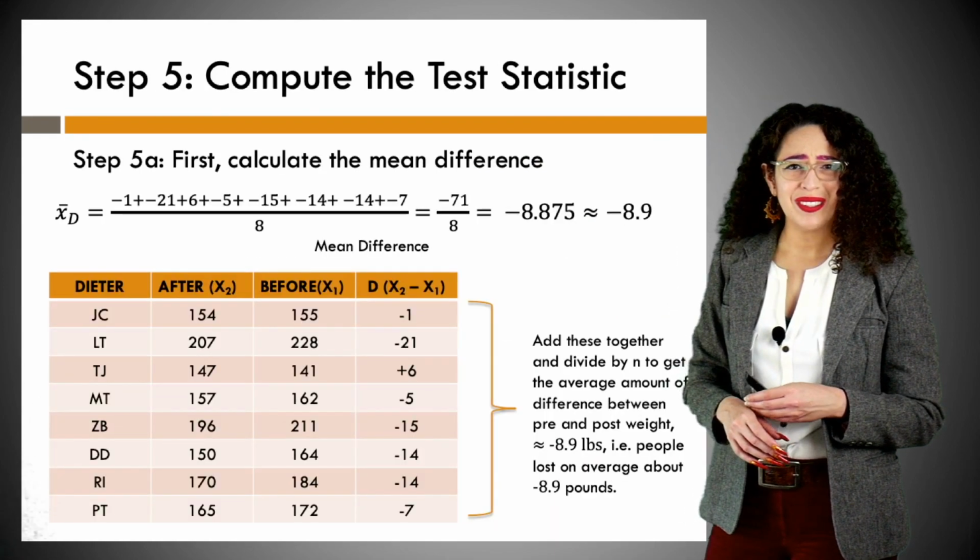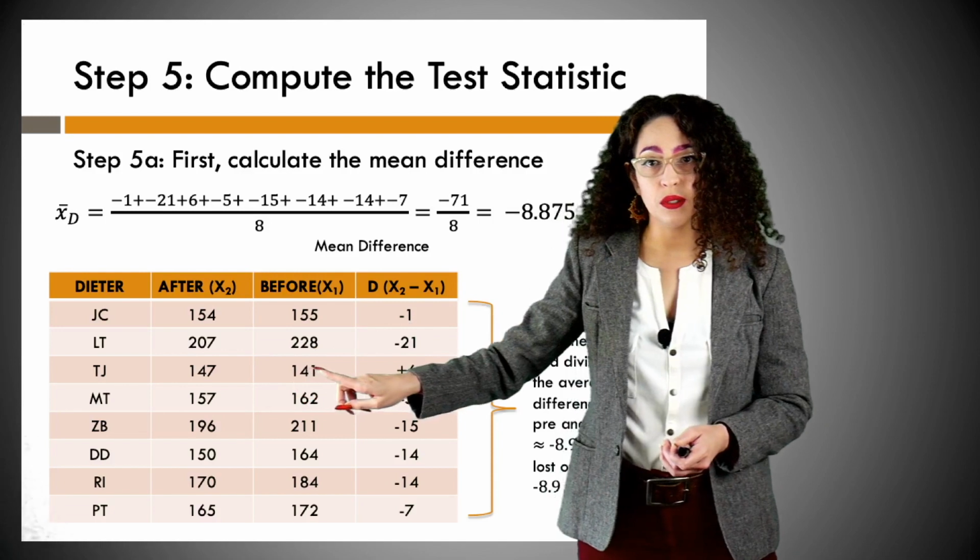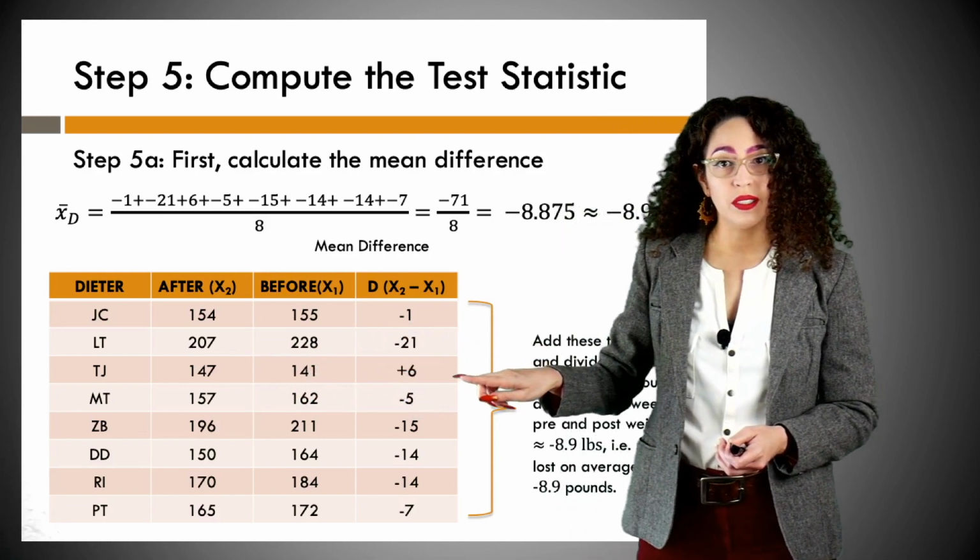Step 5, compute the test statistic. 207 to 228, lost 21 pounds. And so on.